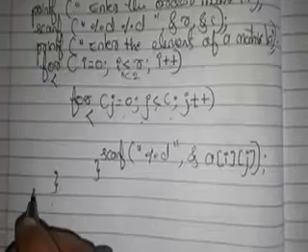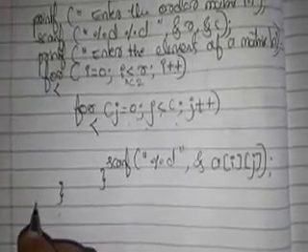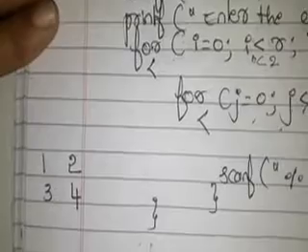Now, successfully I have read all the elements. Assume that I read 1 2 3 4. This is the matrix, these are the elements of the matrix. Next I have to compute the addition of these elements of the matrix. What must be the addition? 1 plus 2 plus 3 plus 4.